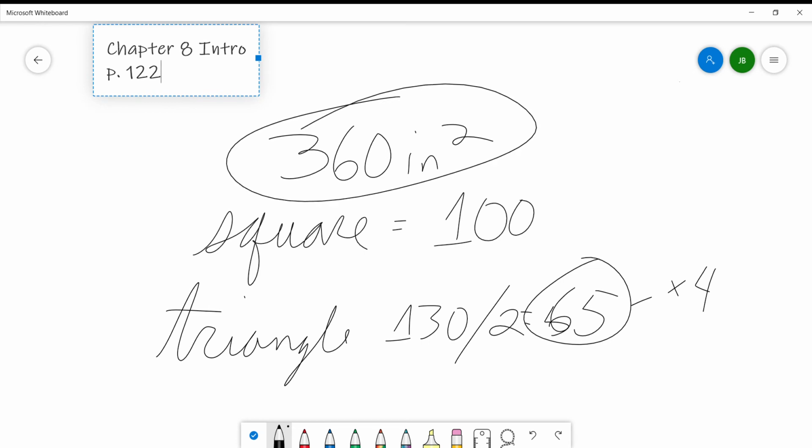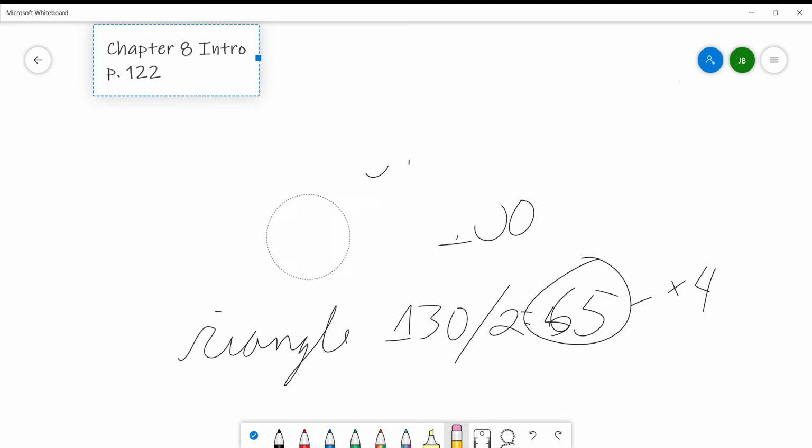Cool? So 4 triangles. Make sense? I think it does. If it doesn't, message me. Send me a note.